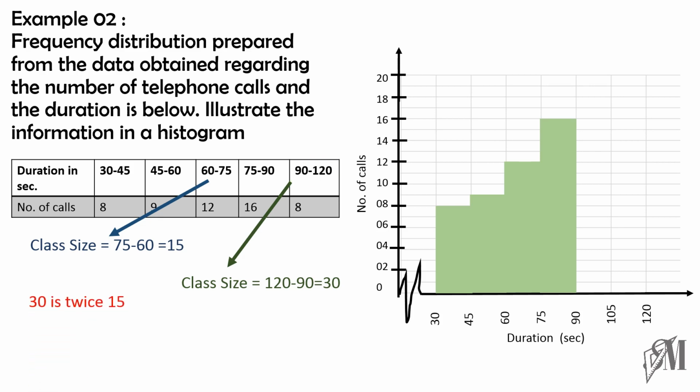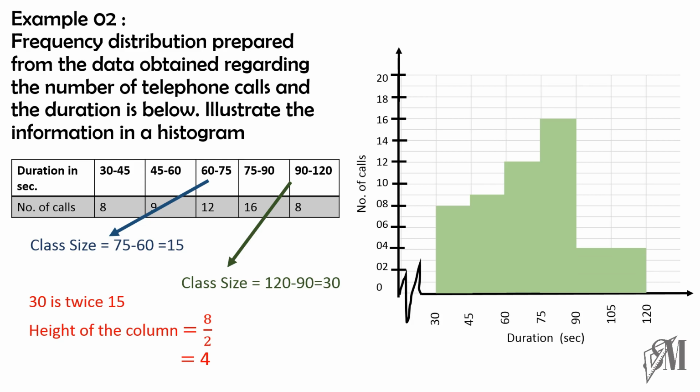Therefore, if the class size is greater than the previous class sizes, you have to divide the frequency by 2, because 30 is twice 15. In case it was thrice, you have to divide by 3, or if it was 4 times, you have to divide by 4. So here when you divide the frequency by 2, you get 4. Therefore in the next part, the height of the column must be 4, right, not 8. So you have to divide it by 2 and mark it like this.